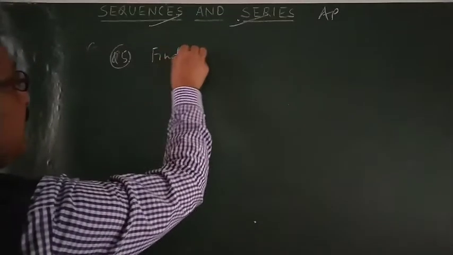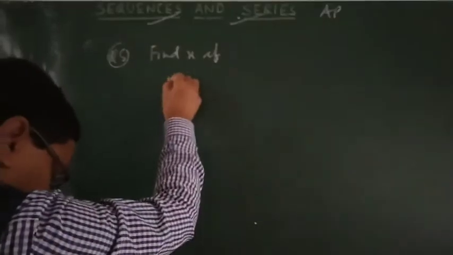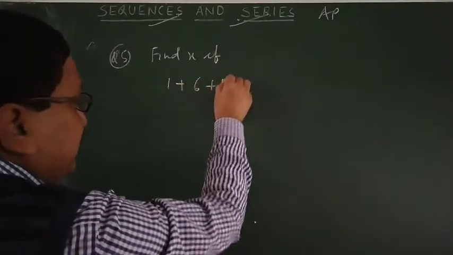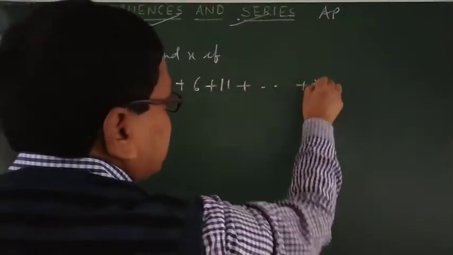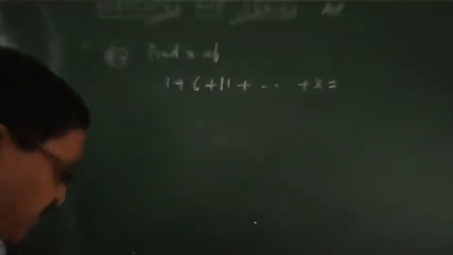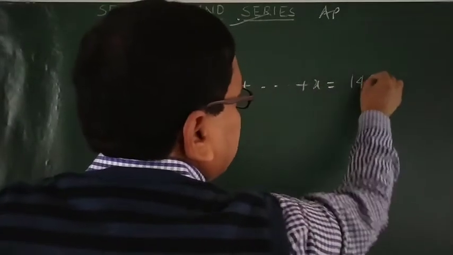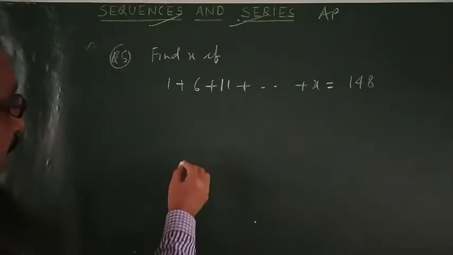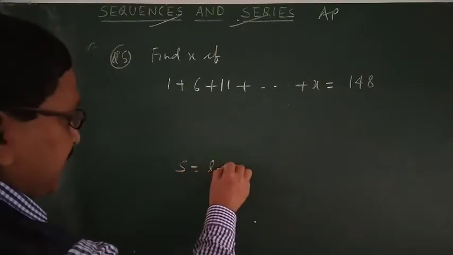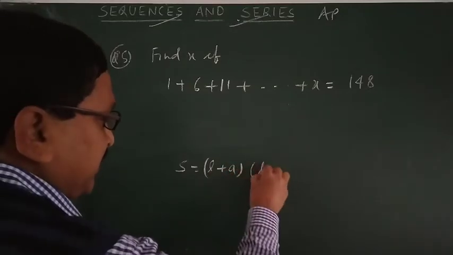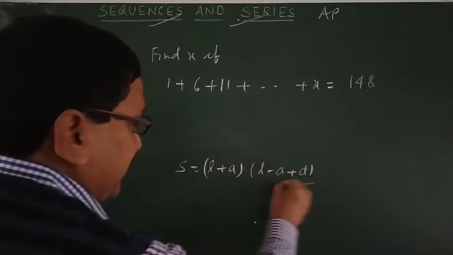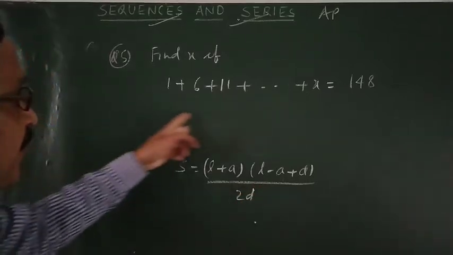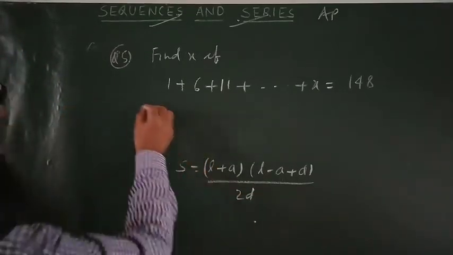Then, there is question number 5. Find X if 1 plus 6 plus 11 plus ... plus X is equal to 148. You have to find this. I have just now told you the fastest formula. The sum is (L plus A) into (L minus A plus D) by 2D. So use this formula to do the problems fast.